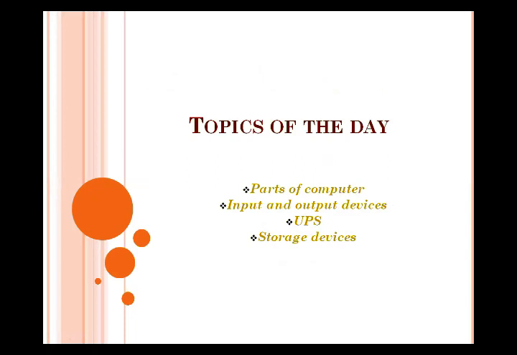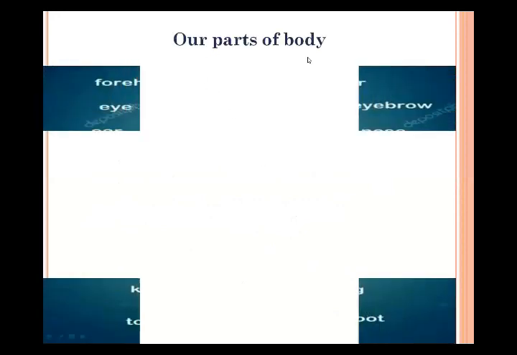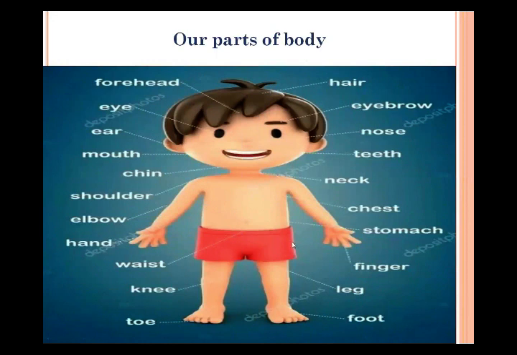But first, we should know what a part is. What is a part? An amount or section which, when combined with others, makes up the whole of something. It means that when things combine together, they make up the whole of something. Now, I have an example for you about parts: the parts of our body. These are the parts of our body. When they are joined together, they make up the whole of our body.